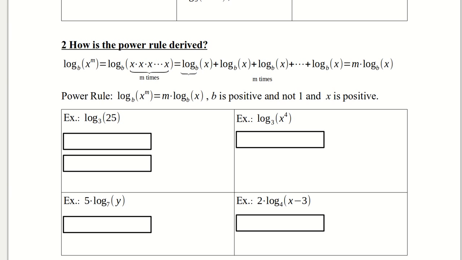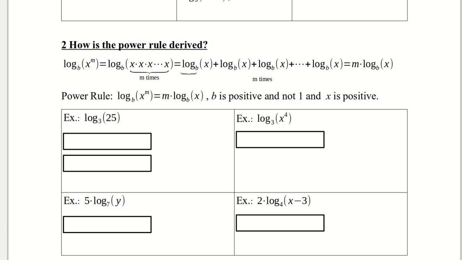So here's our power rule. Our power rule says that if you've got an exponent of the argument of the log, that can come out front as a coefficient. Of course, our base has to be positive and not 1, and x has to be positive. So we're reminding you of that from earlier. So let's take a look at using the power rule on a numeric example.